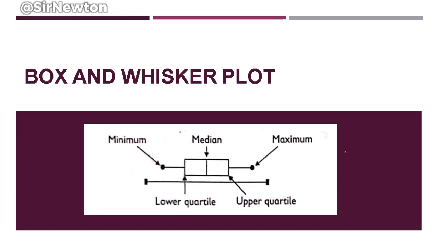In this lesson, we are looking at the box and whisker plot, which is one of the graphical representations of data, such as the pie chart, the bar chart, and the histogram.